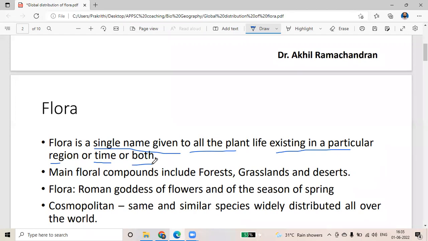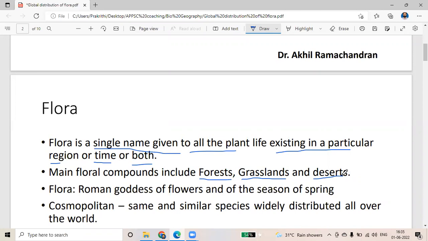So what are the major floral components? First one is, we know that it is forest, whether it is evergreen forest, whether it is deciduous forest, whether it is tundra forest, whether it is taiga forest, जो भी हो इसका extension. Then another component is the grasslands. Then the desert vegetations. We know the desert vegetation is entirely different from all other vegetation. तो forest vegetation हो गया, desert हो गया, grassland हो गया.